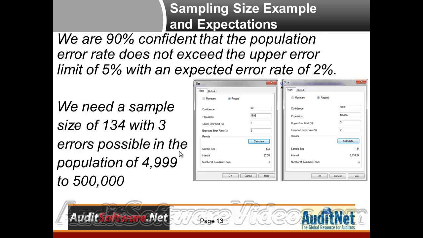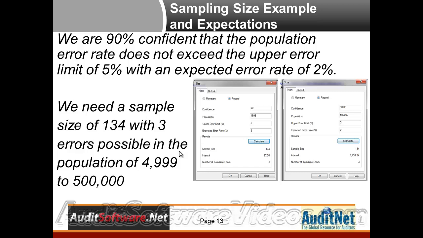Okay, sampling size example and expectations. This is giving you now the example, and again, just to repeat, we are 90% confident that the population error rate does not exceed the upper error limit of 5% with an expected error rate of 2%. So with a 134 item sample, and an interval of, in that case, 37, the number of tolerable errors is 3. So as part of my 134 unit sample, if I find more than 3 wrong, I'm in trouble. And that's essentially what I need to look for.